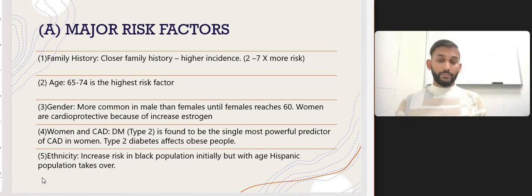Women, especially with type 2 diabetes or obesity, are at higher risk compared to men or women without type 2 diabetes or obesity. Ethnicity-wise, the risk is really high in the Black population, African American initially, but then over a period of time, especially after the age of 65, Hispanic people take over. So they are at higher risk, Hispanic and African American.